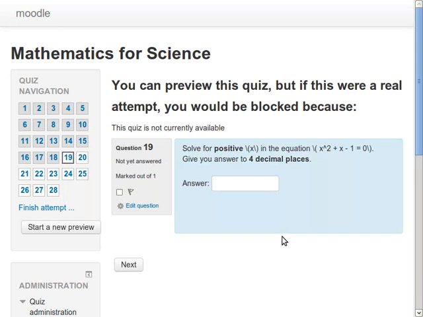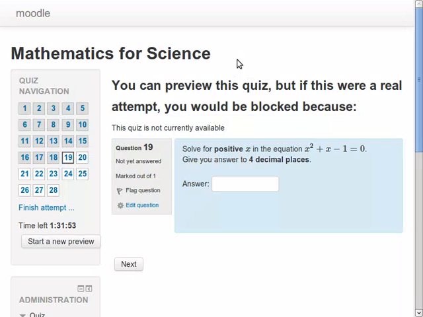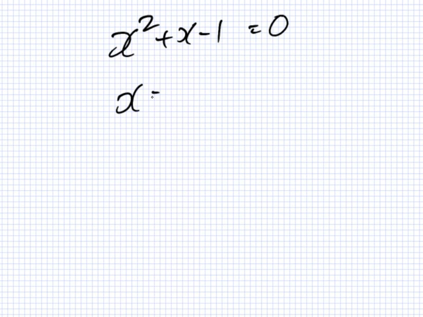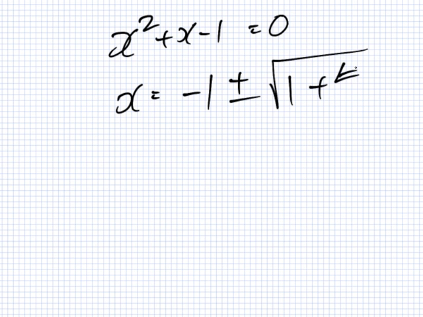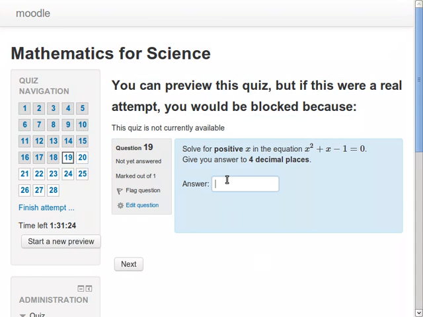Okay, next one now. How are we doing? Oh yeah, we're okay. Solve for, so I made sure to say it in this one, positive x squared plus x minus 1 equals 0. So x equals minus b plus or minus square root b squared minus 4ac all over 2a. But I said I only want the positive answer, so minus 1 plus root 5 over 2, what's that? 0.6180, since I said 4 decimal places.